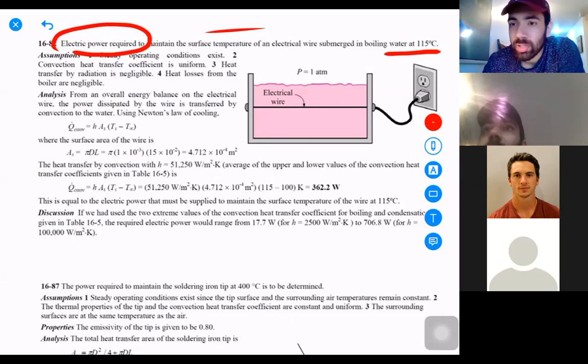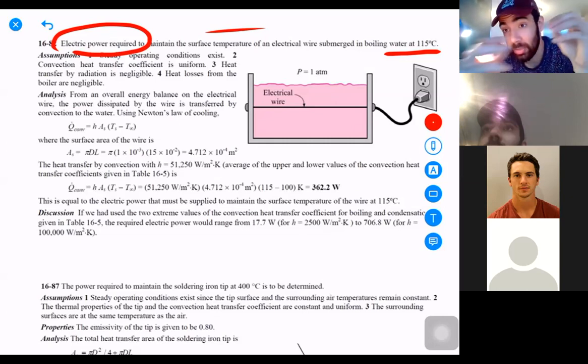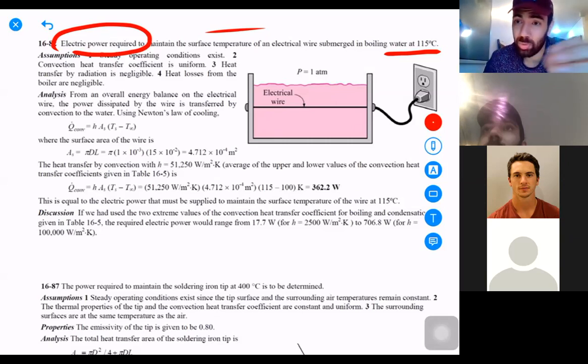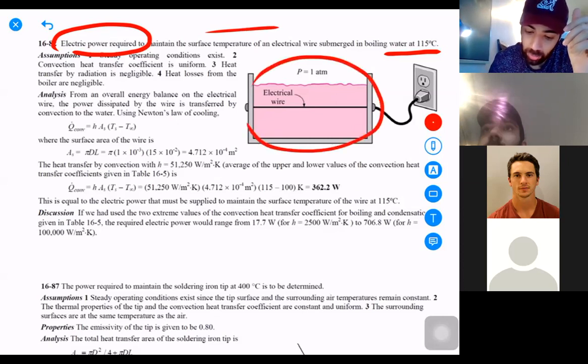But in terms of convection, we know that when we have a flowing medium, it can be considered that the medium is flowing, because the size of the wire is much smaller compared to the whole medium here. So it can be considered that the only way of heat transfer is convection here.